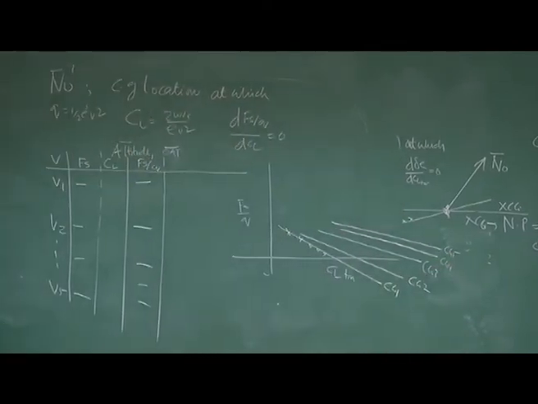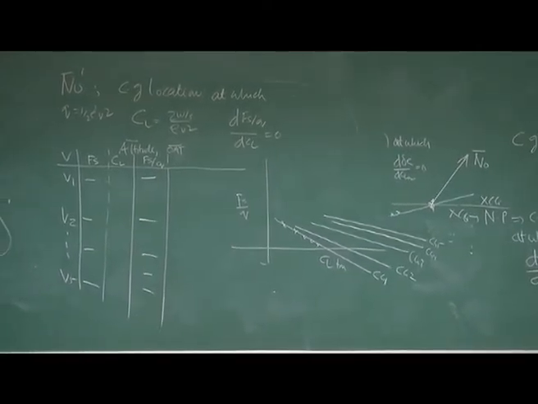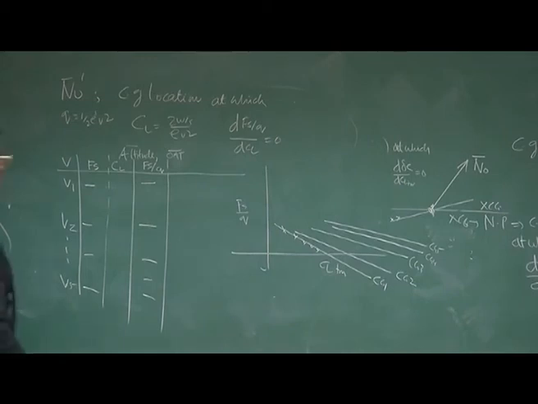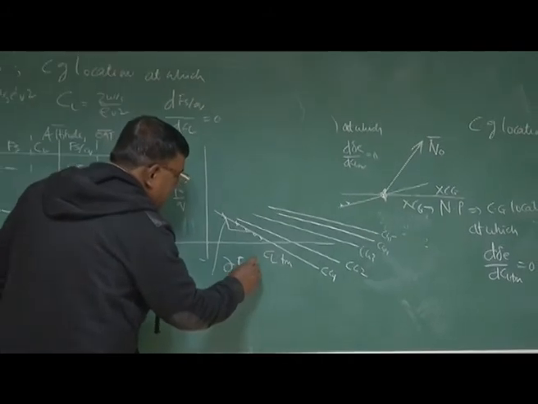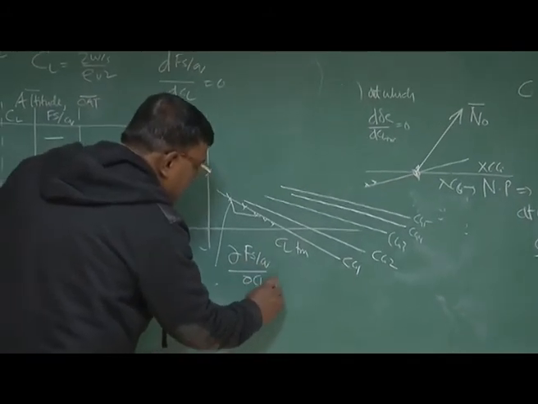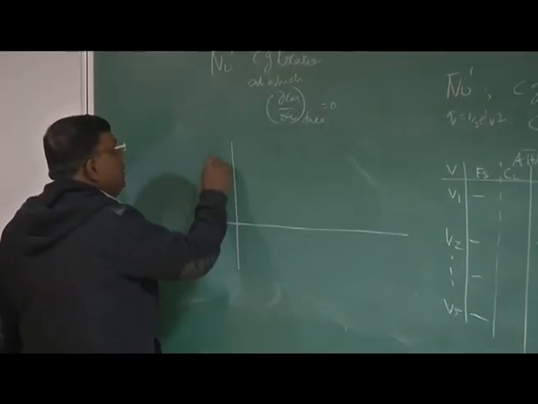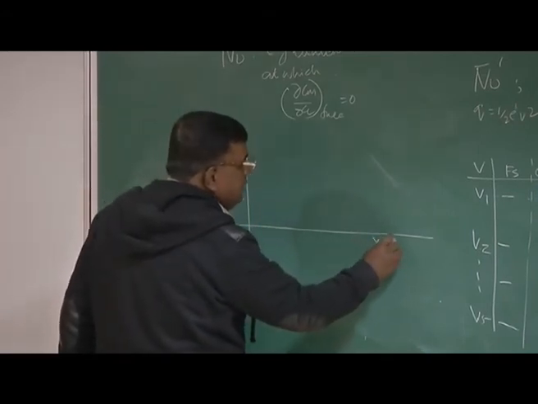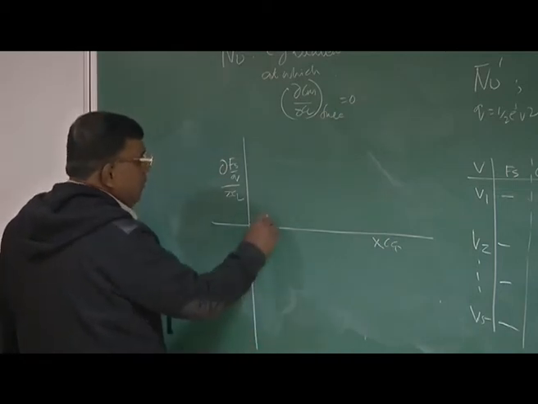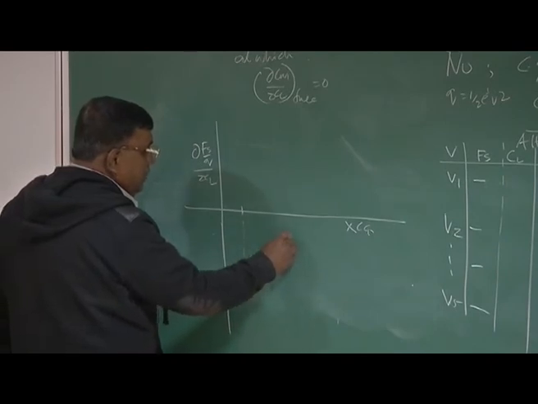Now, simple. What is our aim? What is that CG location at which dFs by Q by dCl is 0? Okay. So what I will do? I will take the slope of each line. What will the slope tell me? This is dFs by Q by dCl. That is the slope of each line. So now I will plot dFs by Q by dCl against XCG location here. So for one CG location, I am getting a value here, second here, third here, fourth here, fifth here.